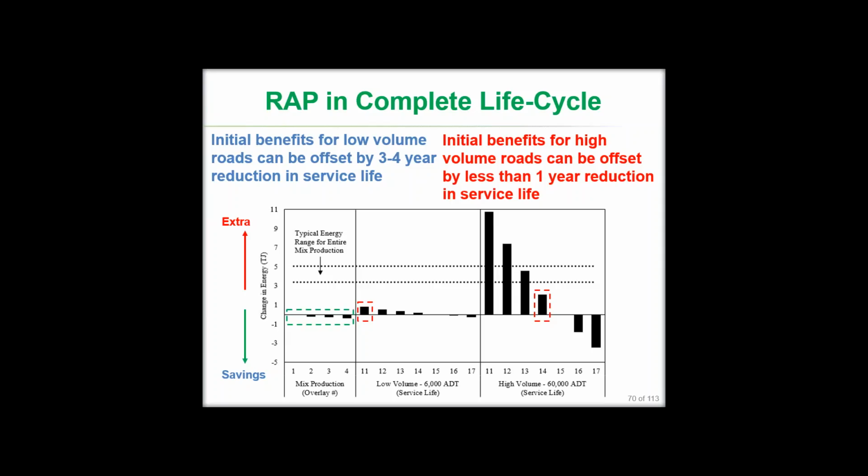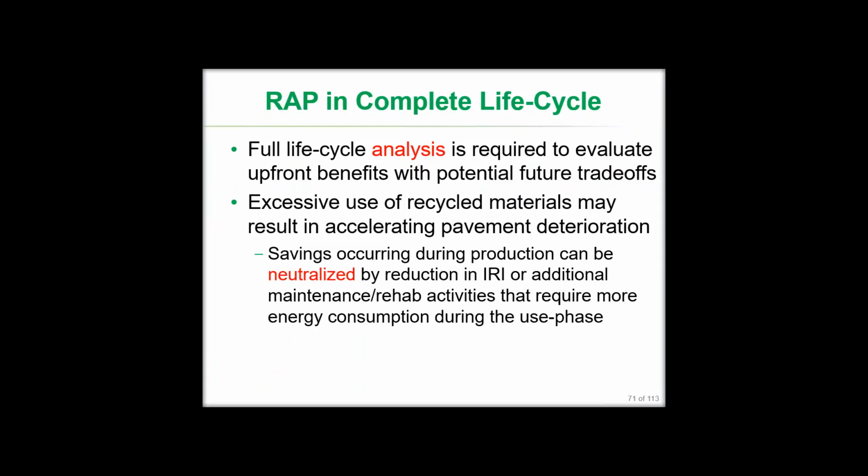And if you look at the high volume roads, you can clearly see it's very sensitive to any change in the pavement service life. And initial benefits for high volume roads can easily be offset by even less than a 1 year reduction in the service life of a high volume road. So overall, we can conclude from the applications that the full life cycle analysis, of course, is required and essential to evaluate upfront benefits and then to compare them with the potential future trade-offs by using RAP in our pavements or any other recycled content in our pavements.